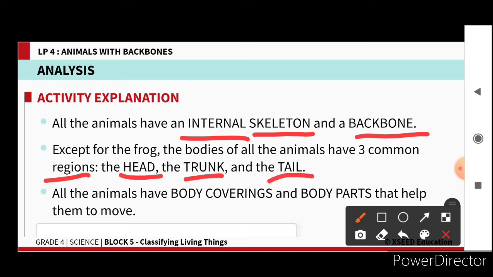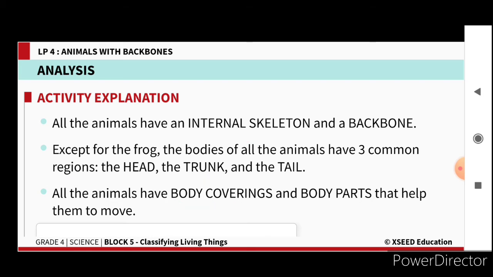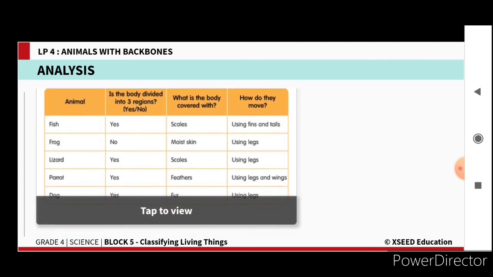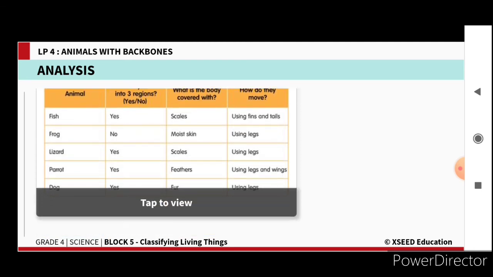You had seen all this in your activity, right? All the animals have body coverings, body parts that help them to move. All are having body coverings. Some have fur, some have scales, some have moist skin. You had seen just now. So they are having body coverings. So based on your observation of the picture shown in the activity, you made this tabular column as activity in your notebook, children.